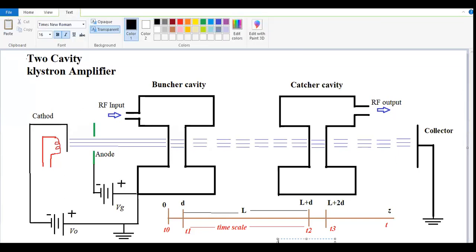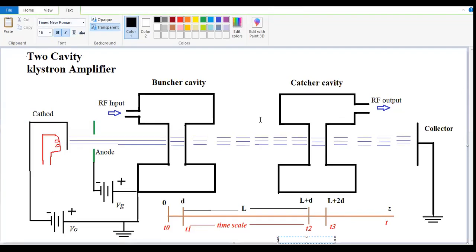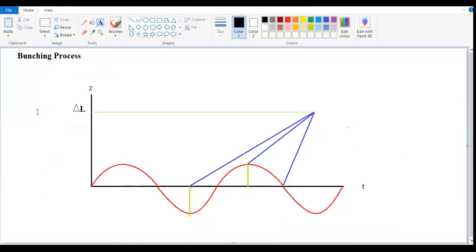So this is your RF input signal. Now this RF input signal is obviously a sinusoidal signal. In a sinusoidal signal, we have a positive half cycle, negative half cycle, positive half cycle, and again a negative half cycle. So this is how bunching action takes place. This is your sinusoidal signal, that is Vs equals V1 sine omega t, whatever the standard formulation is.